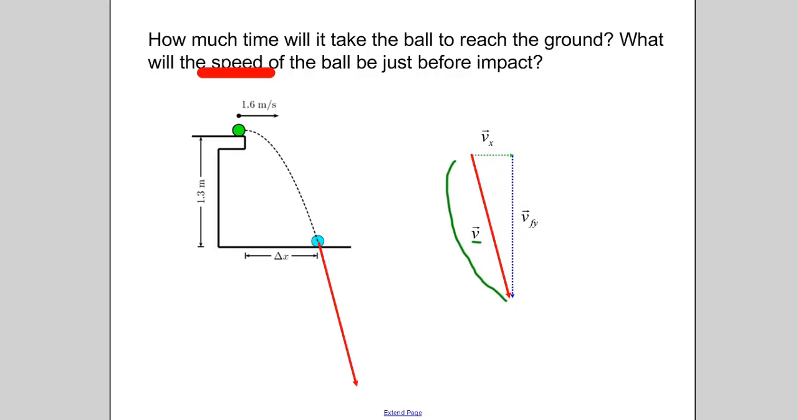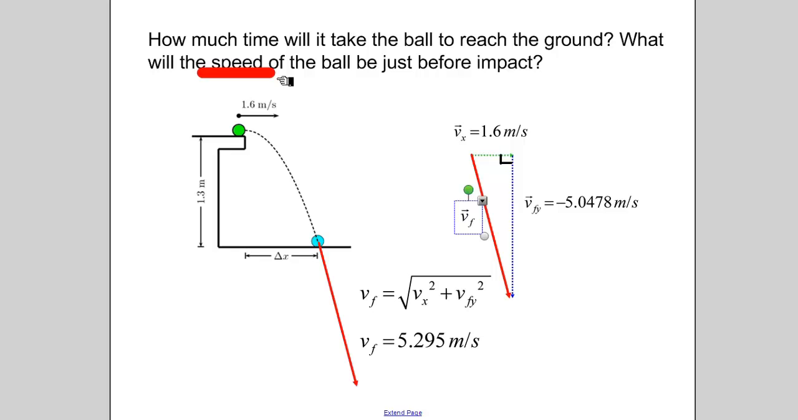Now that is a geometry problem, because if I know the length of this top side, the x component, I know the length of this right side, the final y component, then it is a matter of thinking about it as a right triangle to find the length of this hypotenuse, which is the magnitude of the velocity itself, or the speed. So doing that, I get 5.295 meters per second.